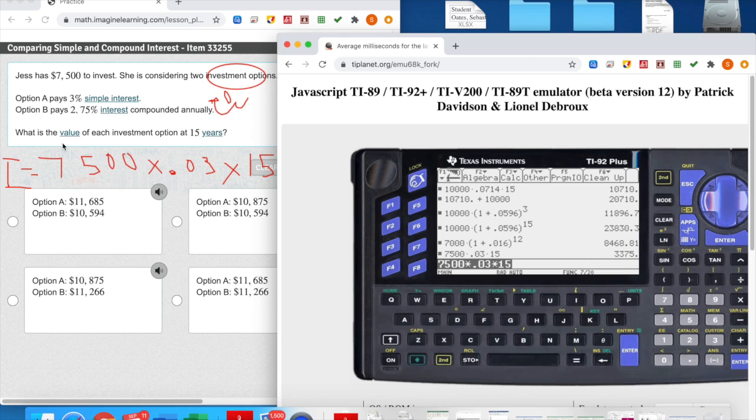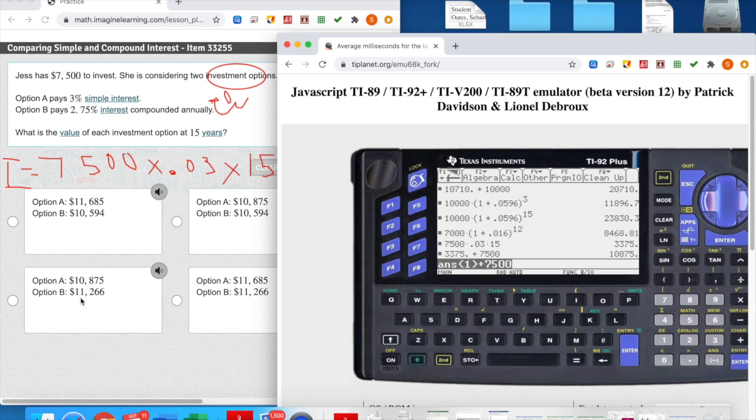But I know that this is just the interest. This is just how much the account grew. Now I'm looking for what is the total value of the account at the end of this time. So if it started at 7,500 and it grew by 3,375, we're going to combine those. And we know at the end of 15 years, the account is going to be at 10,875. So we know it's either going to be this option right here or this option right here.